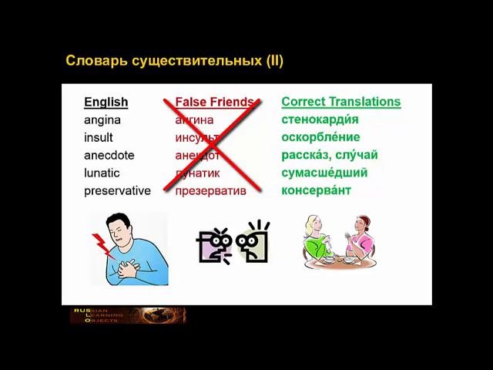An anecdote can be expressed as either a рассказ or a случай. A lunatic in Russian is сумасшедший, человек, который сошел с ума. Lastly, a preservative used in food is a консервант.